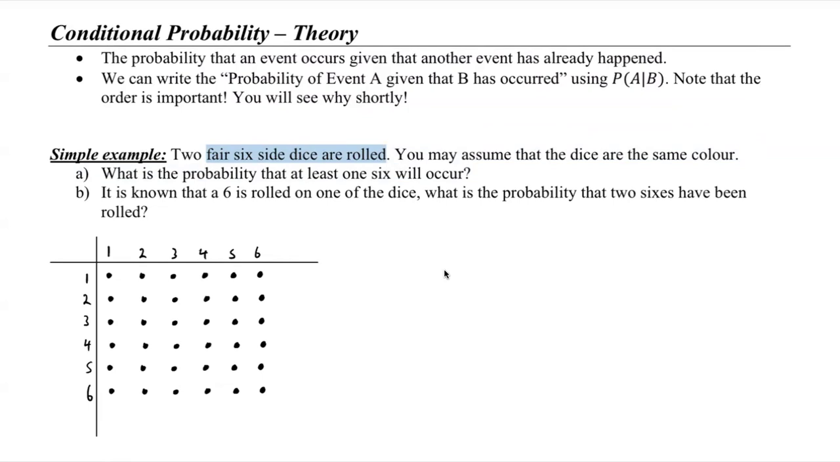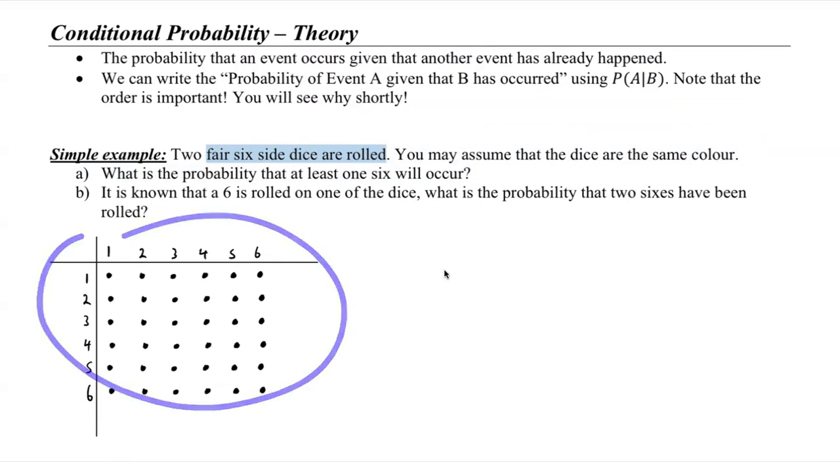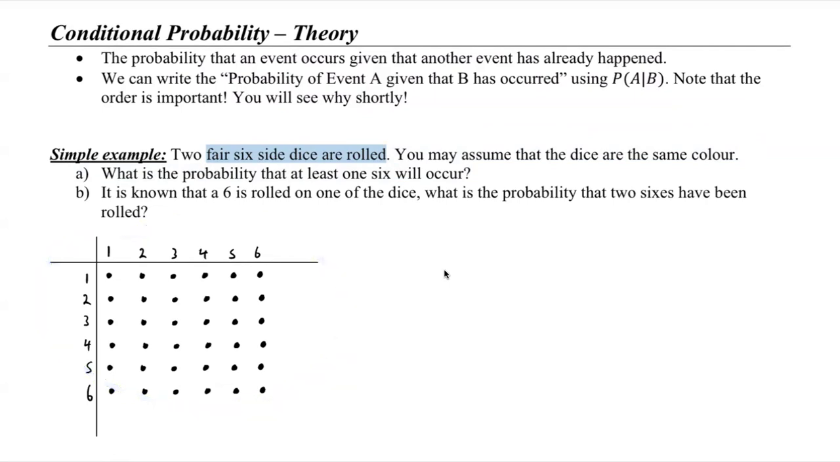basically how this is going to work, because it's a multi-stage event and it's got dice. Ideally, we want to use a dot diagram rather than a tree diagram just because it keeps things nice and easy to work with. Another thing that I'm going to mention is the fact that the dice are the same color.